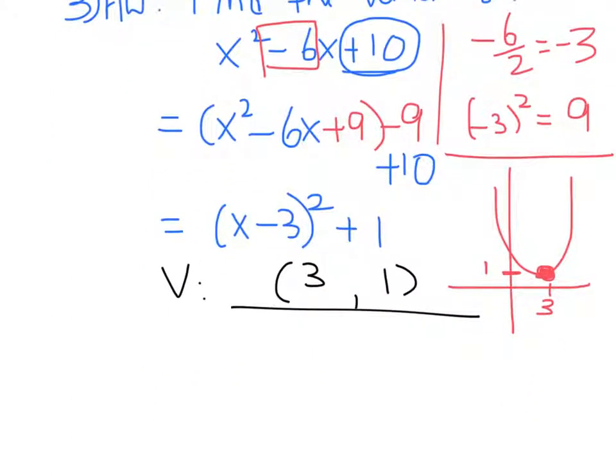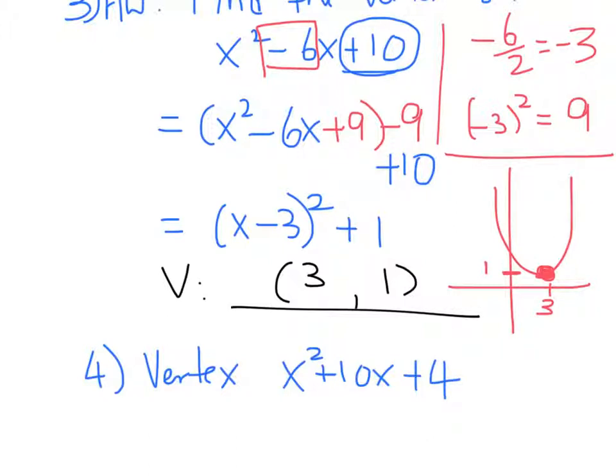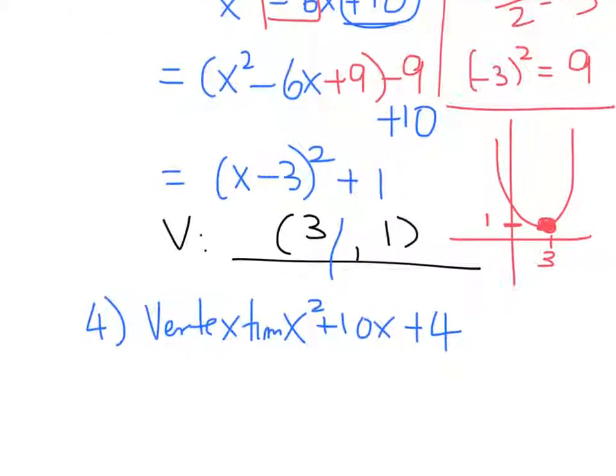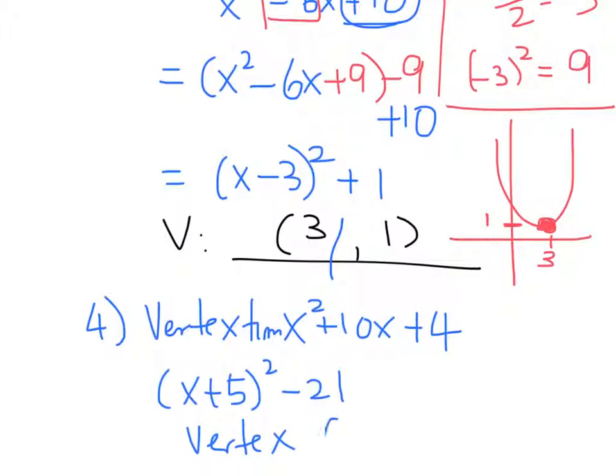Okay, so guys, let me give you the answer for question number 4. Again, please be responsible for your own learning. I gave you homework and I only saw that 2 people did it. So you have to find the vertex and the vertex form for this equation. And the answer was (x + 5) squared minus 21. And then your vertex was at (-5, -21).